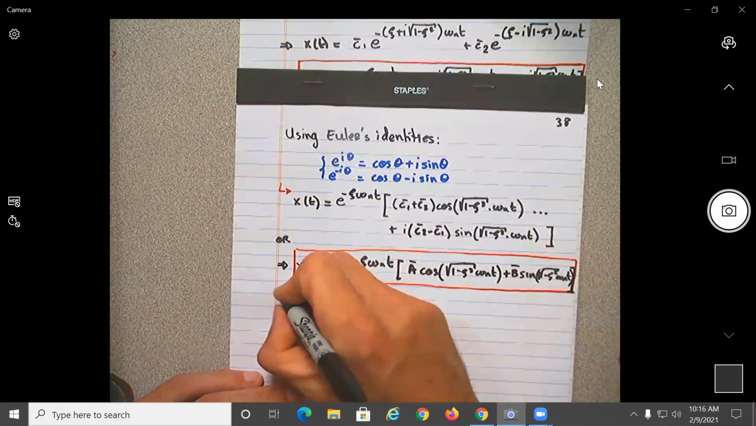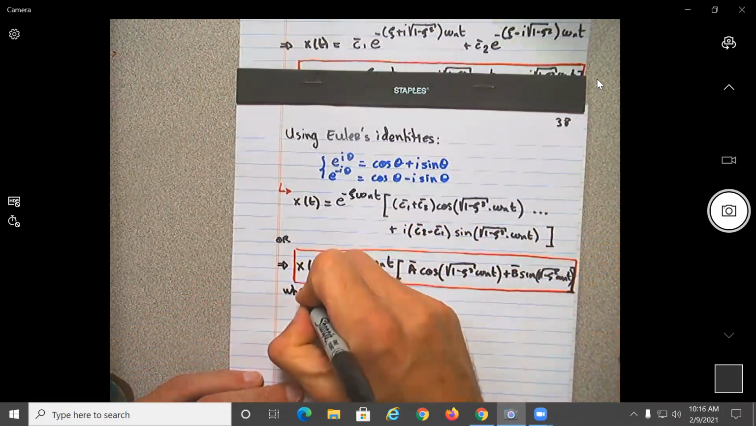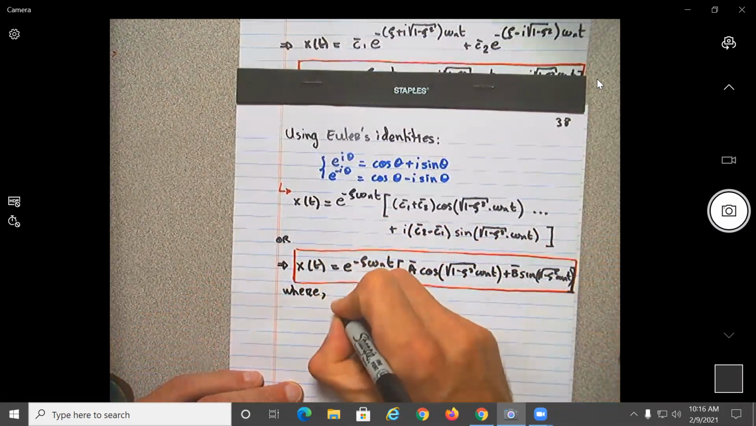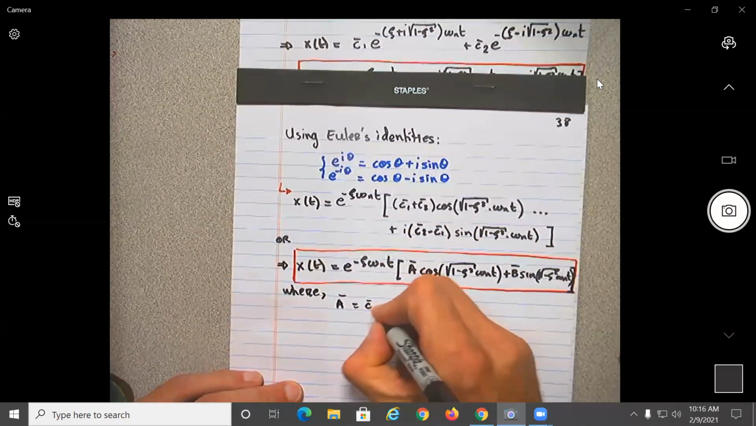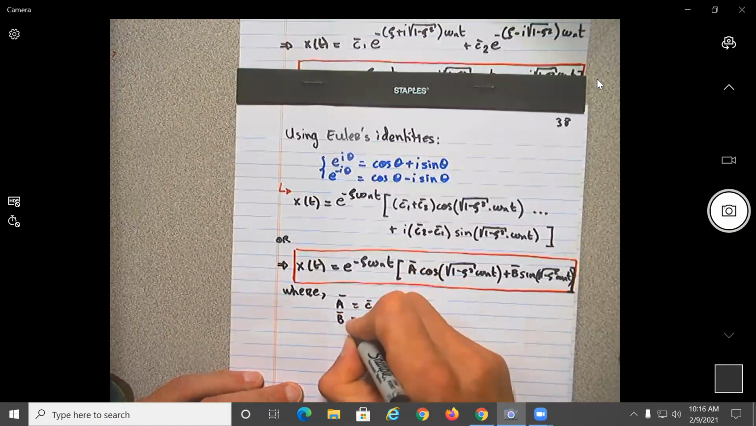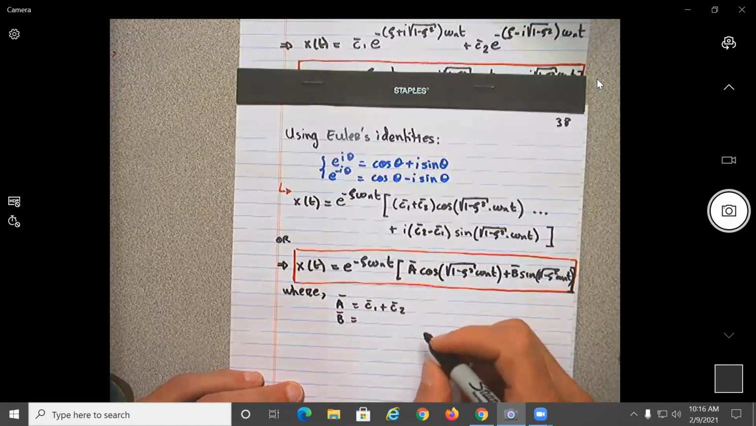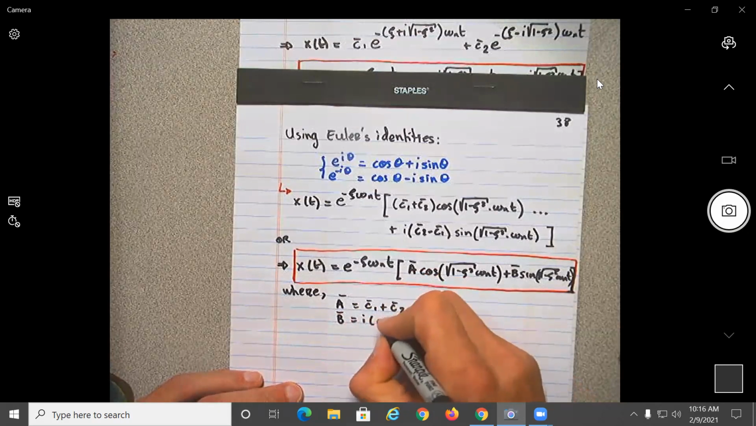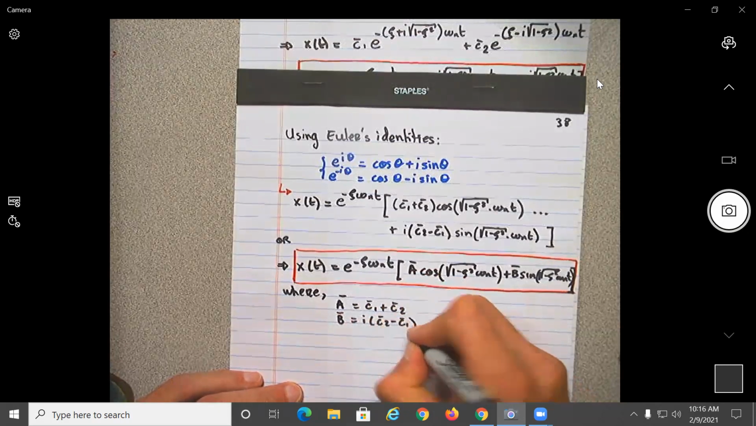Okay, where obviously a bar is c bar 1 plus c bar 2, and b bar will be i times c bar 2 minus c bar 1.